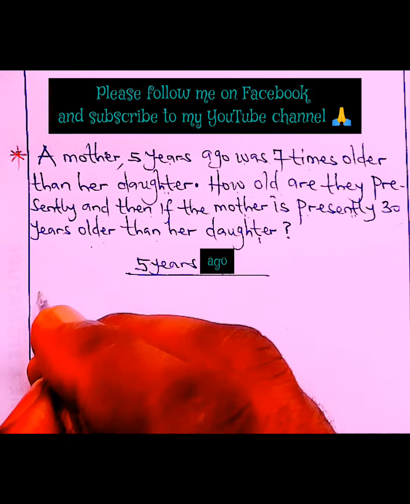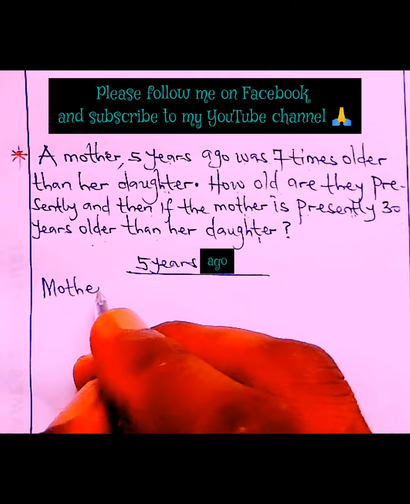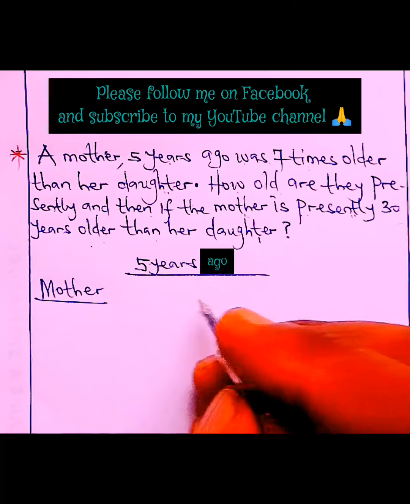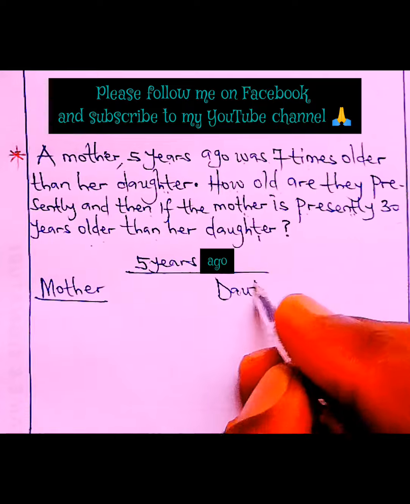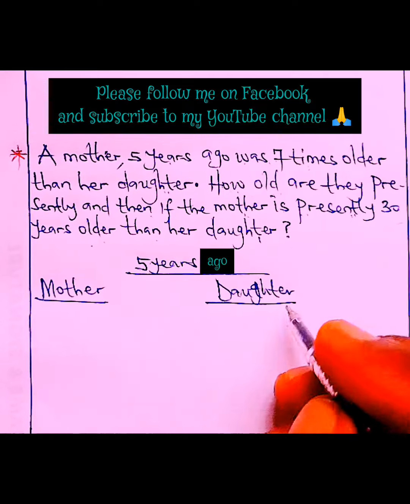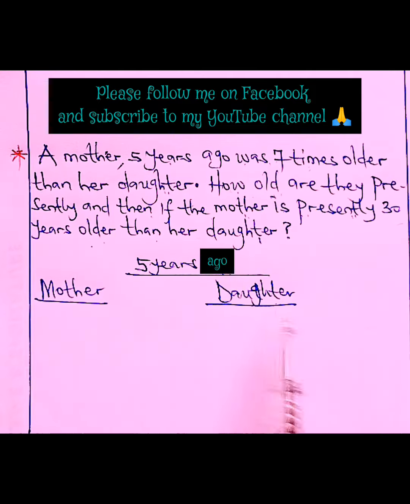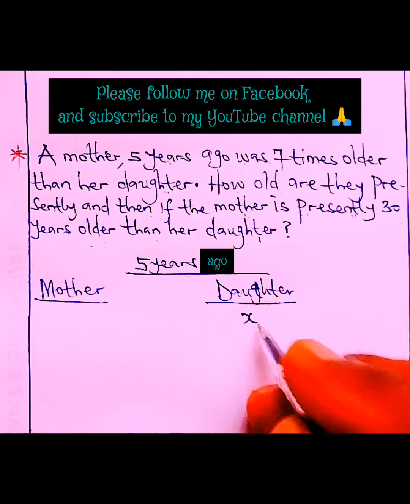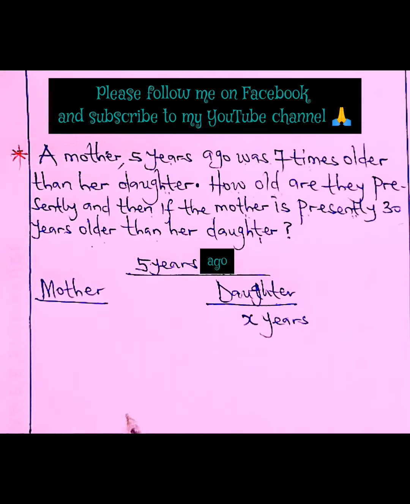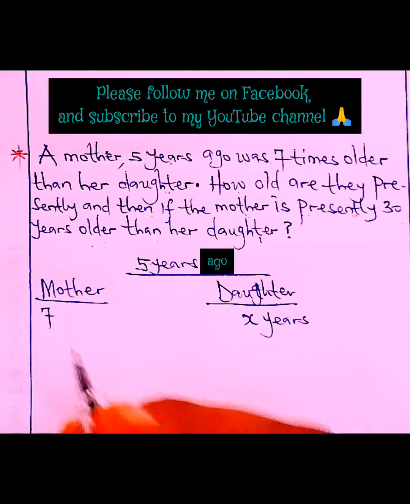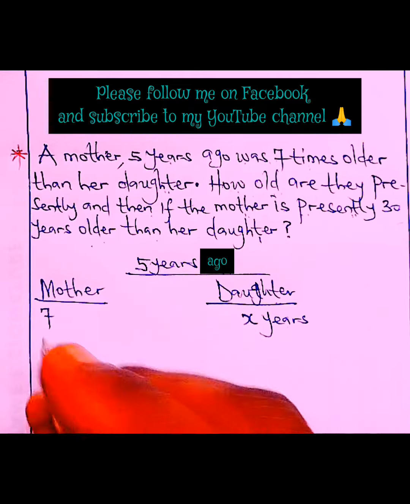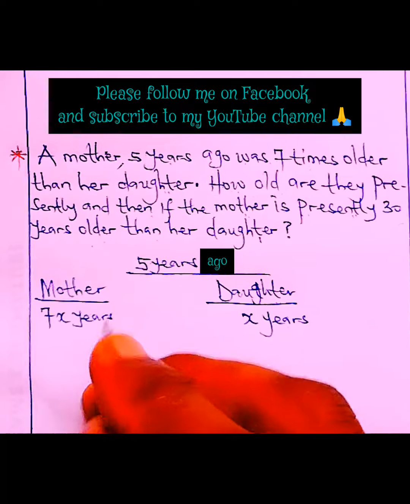So let's assume that 5 years ago, since their ages were not mentioned, there's a mother and there's a daughter. If the mother was 7 times older than the daughter, what we're analyzing is what the whole scenario looked like 5 years ago. So let's say the daughter is x years old 5 years ago, and the mother was 7x years old. Don't forget, 7 times x is 7x years old.